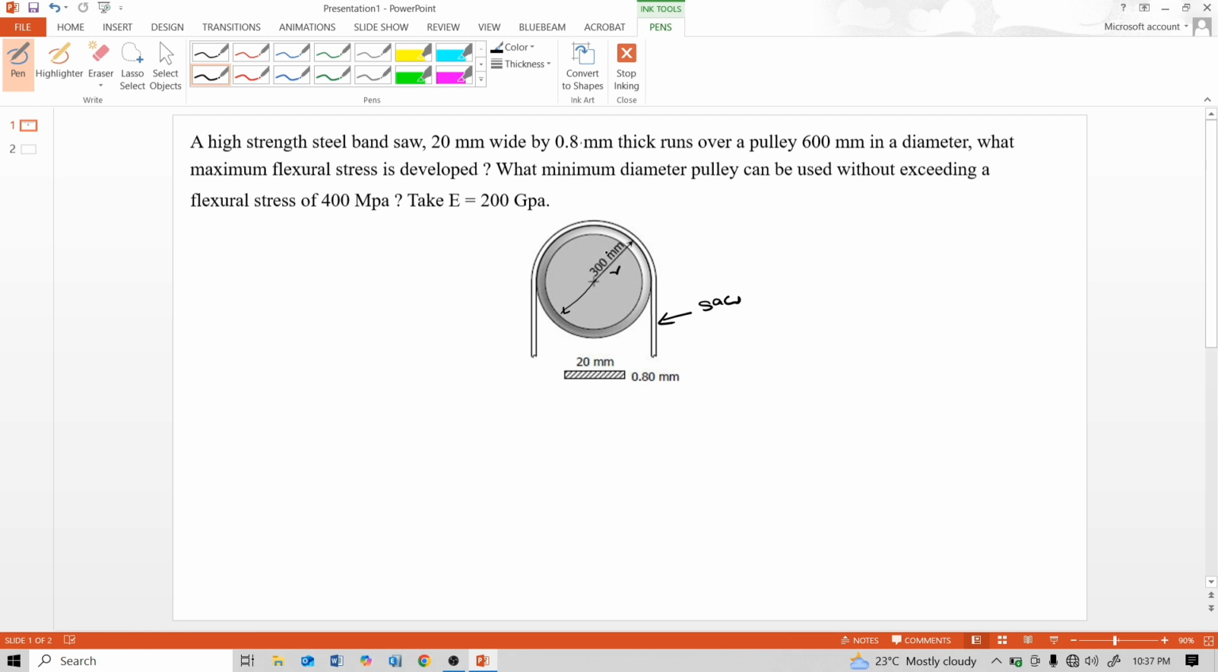What maximum flexural stress is developed in this saw? And what minimum diameter pulley can be used without exceeding a flexural stress of 400 MPa? Take modulus of elasticity E equal to 200 GPa. That means in this numerical we have to calculate the maximum flexural stress developed, and the minimum diameter pulley that can be used without exceeding the flexural stress.